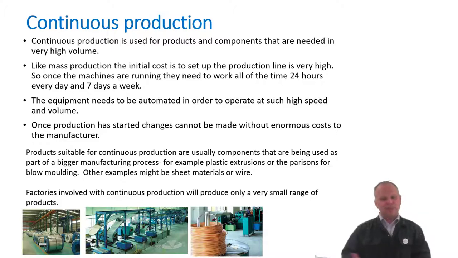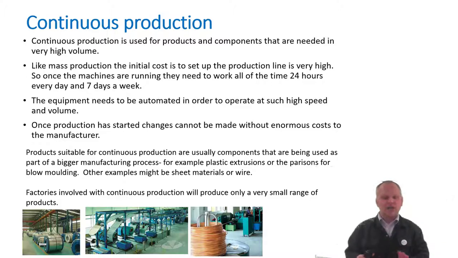Examples of that are things like sheet metal. So the foundries are going to be producing the sheet steel or the aluminium. And what will happen is that these machines will then turn that stock material into its rolled or sheet form or wire form, ready for use in other manufacturing operations. Okay, continuous production, very, very expensive, but it's very, very high volume, and it's probably automated, so your workforce are probably quite low skill. But because there's so much material being produced, the costs come down. Okay, so they're usually part of a larger manufacturing process, like extrusions, blow molding, sheet materials, wire.